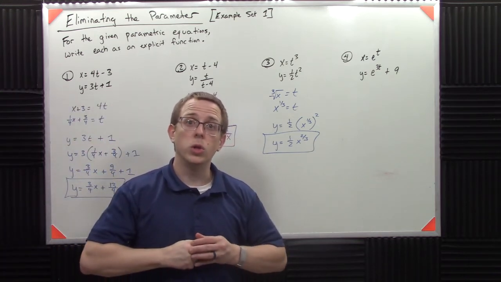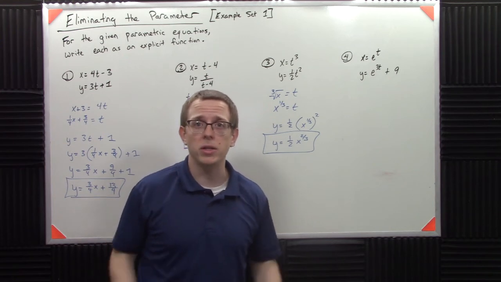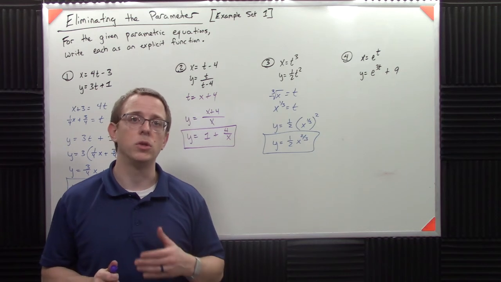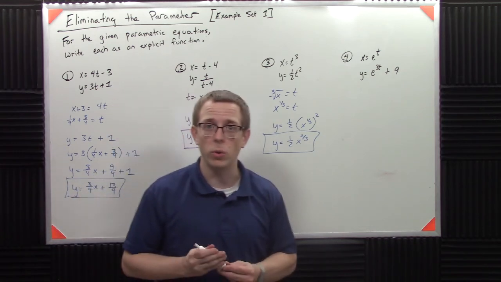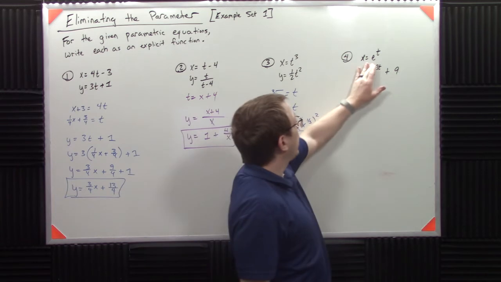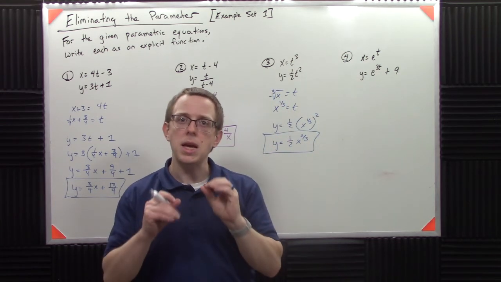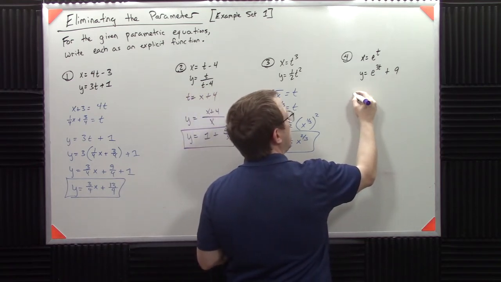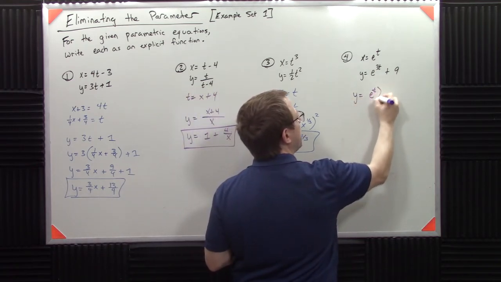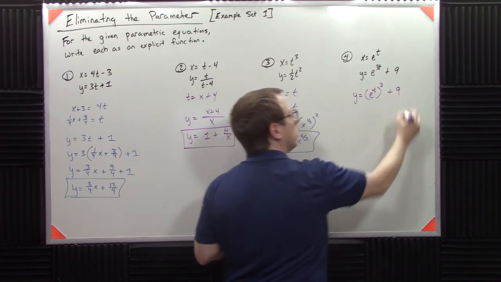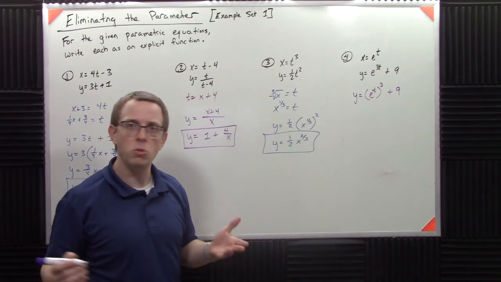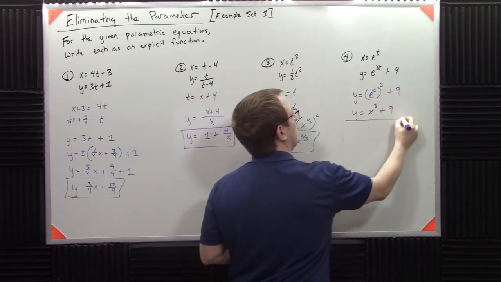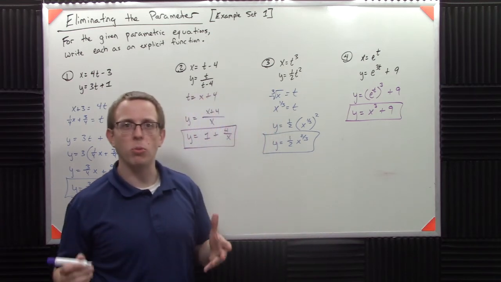The final one looks nasty. It's really not. It depends on how you want to do it. We're going to do it what I consider to be the easy way, and then we're going to do it the long way, just so you can see that they're equivalent. I've got e to the t and e to the 3t. The key is to rewrite this in a very convenient way. You can say e to the 3t is e to the t, cubed. Well, that tells me that y is x cubed plus 9. Well, that's easy, right? No problem at all.